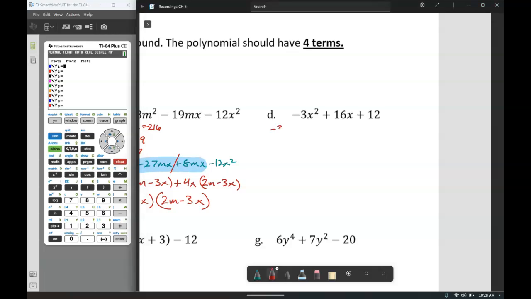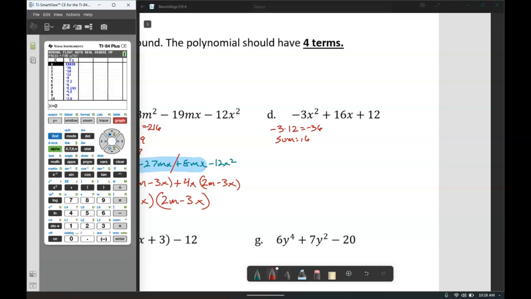Again, we want a product of negative 36, but a sum of 16. That's going to give us the values of negative 2 and 18.